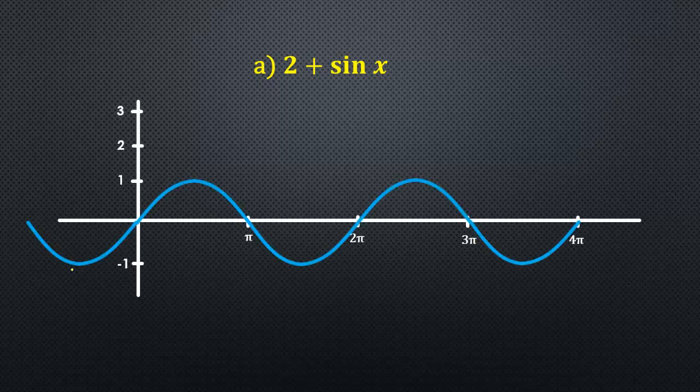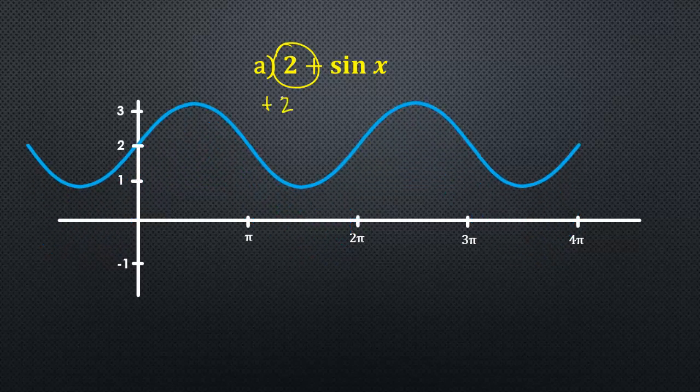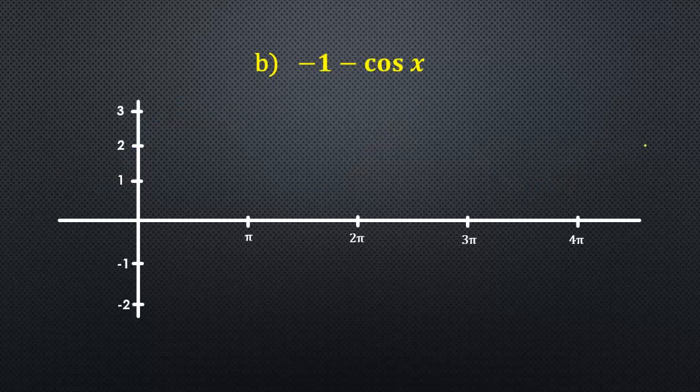So here's the sine of x. This 2 plus this right here, since it's a positive 2, is just going to move it up 2. So that graph right there would be 2 plus sine of x. Easy as that. Alright, so now we've got -1 minus the cosine of x.